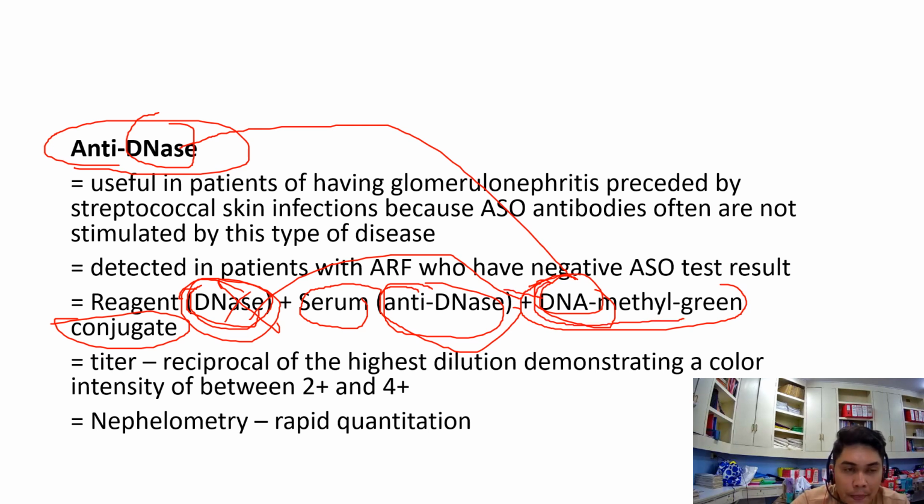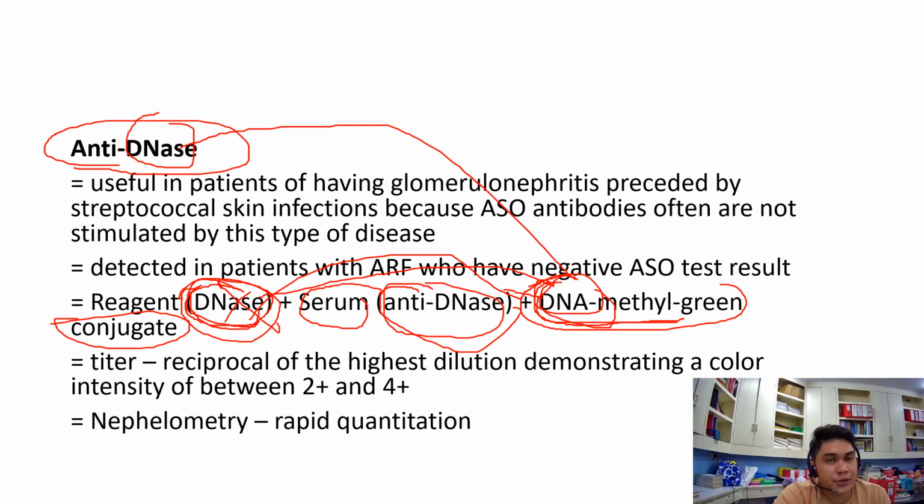So meaning there's no color change if anti-DNase is present in the patient specimen. But if anti-DNase is absent in the patient specimen, the DNase will be available to break down DNA methyl green, thus producing a color change, from green to colorless.